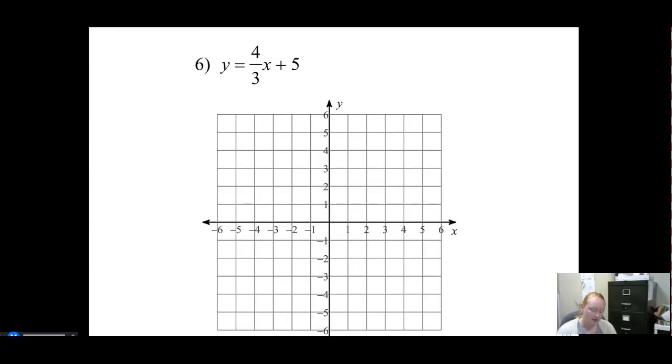Here I start at positive 5. It's my y-intercept. I then move up 4. 1, 2, 3, 4. And over 3. 1, 2, 3. This bothers a lot of people. They go, I can't go off the graph. And for me, personally, I would rather see you go off the graph. I think that going off the graph shows that you know that this continues on and on forever.